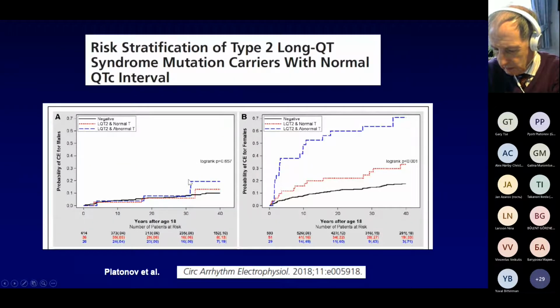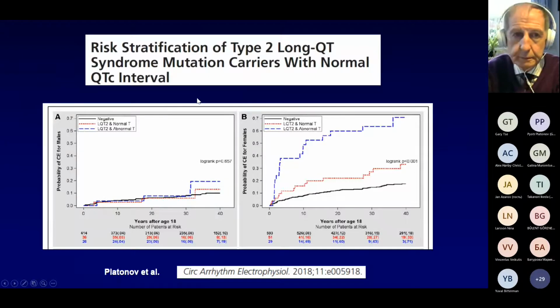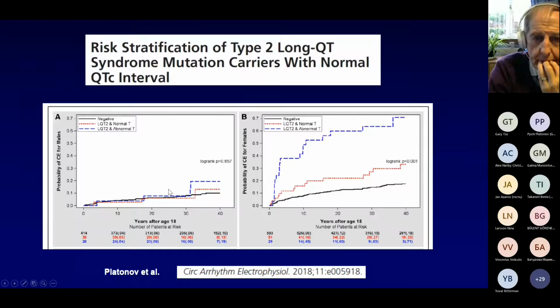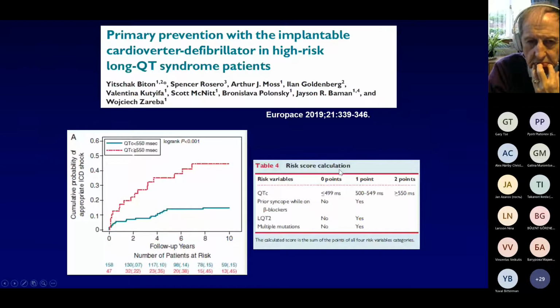And Dr. Platonov, whom we will hear in a moment, put together a very nice analysis looking at risk stratification in patients with normal QTc interval. And you may see that, interestingly, on the left we have males, on the right we have females, that in males there is not that much difference between normal, abnormal, and people who are non-carriers. Whereas in the case of females, there is really a significant difference. So this brings interesting points that some of these abnormalities might be observed more frequently.